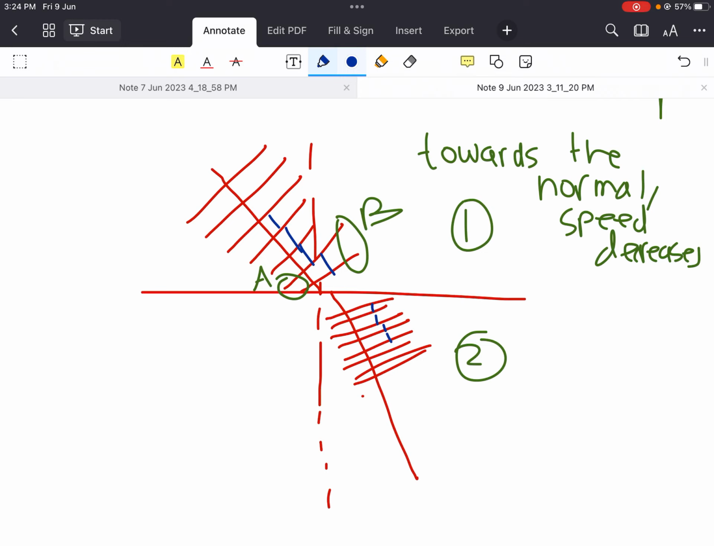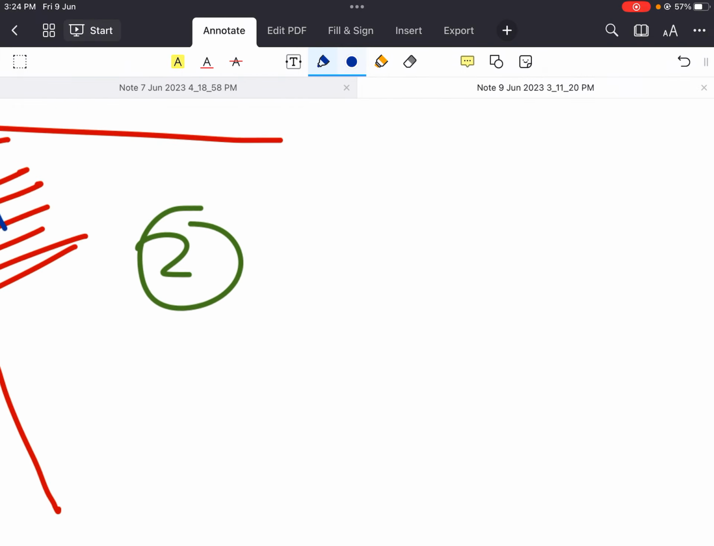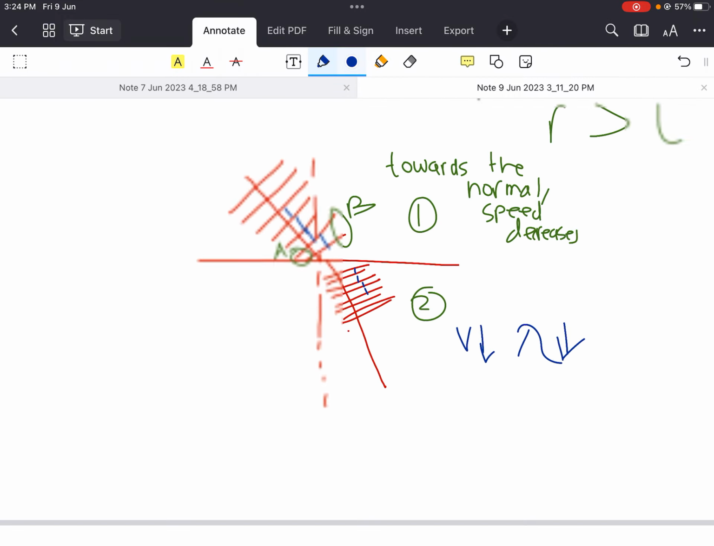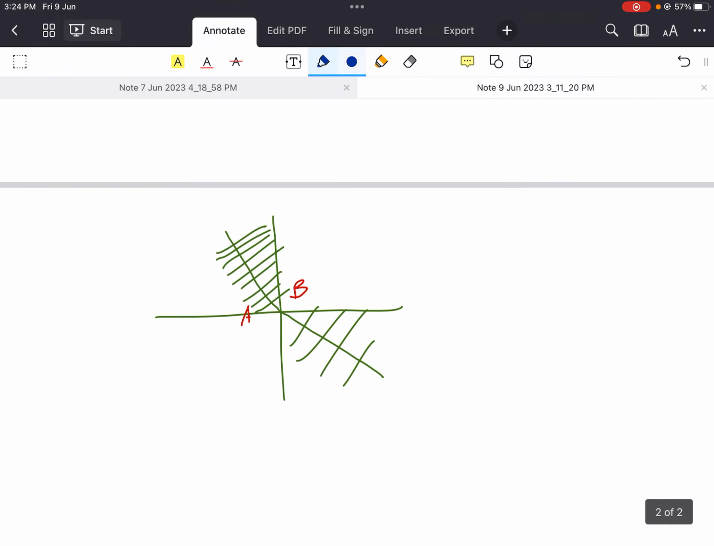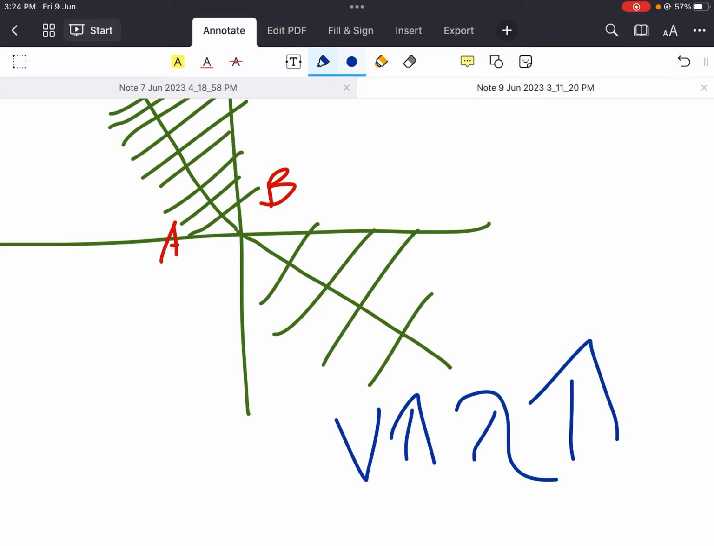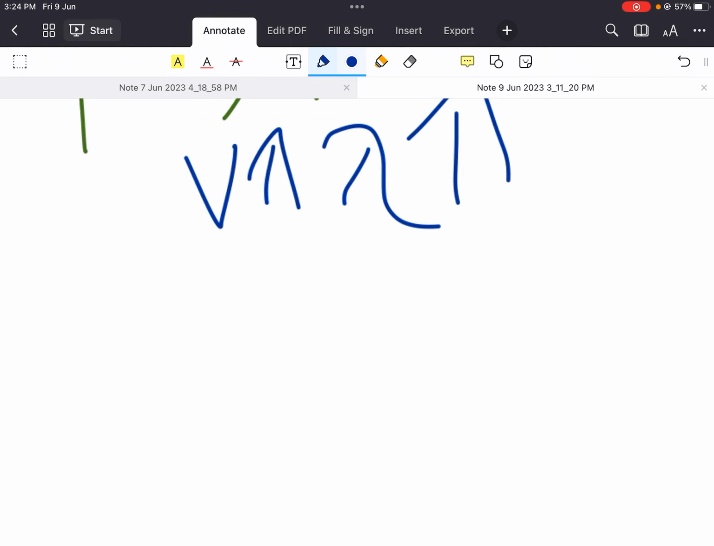And now in this scenario, when it's refracting towards the normal, the speed is decreasing, and also as you can see, the wavelength is decreasing. So speed decreases, wavelength also decreases. And in this scenario, speed is increasing and wavelength is also increasing. Now you must be wondering why this is the case, right?